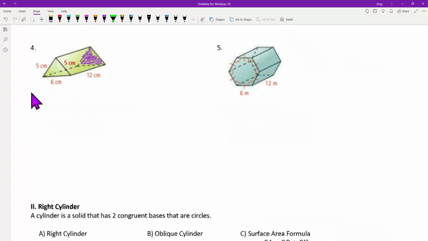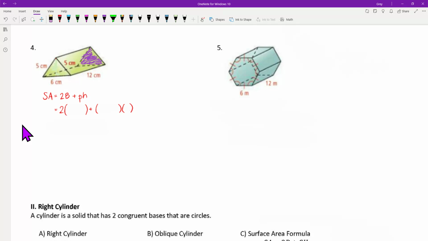So my formula is surface area equals 2 times the area of the base plus the perimeter times the height. If you kind of say it to yourself, you'll have it memorized when you finish your homework. So the area of my base is a triangle. So how do I find the area of that triangle?